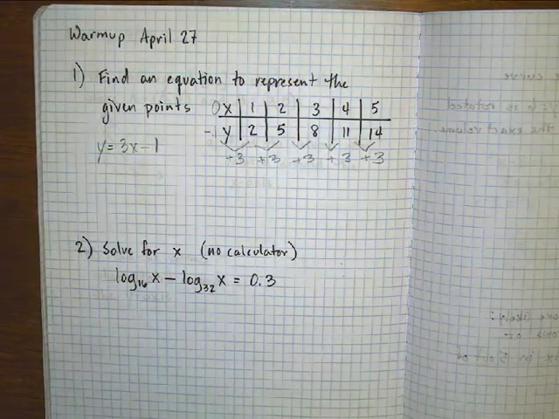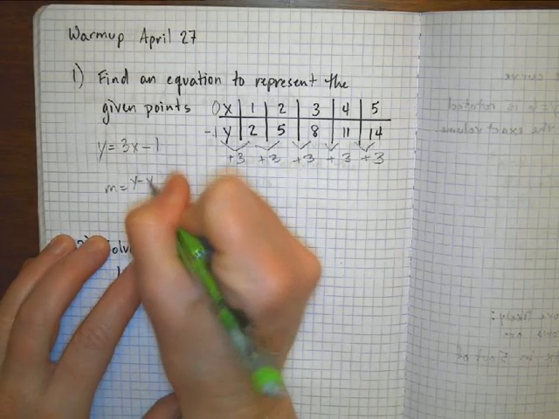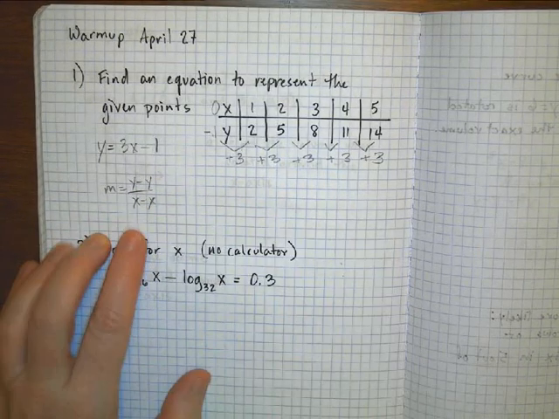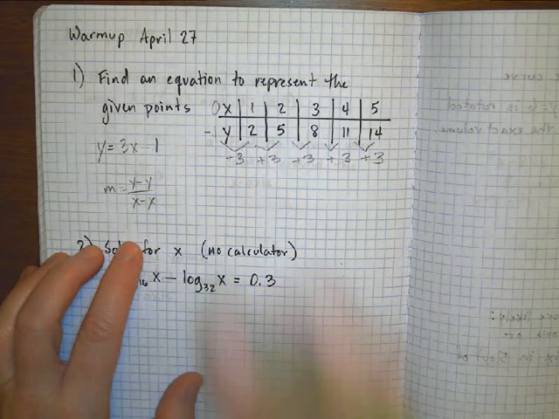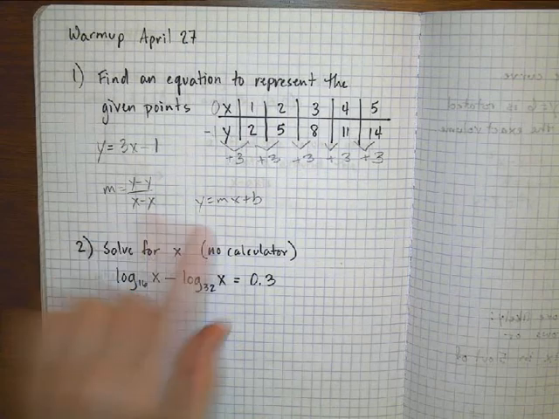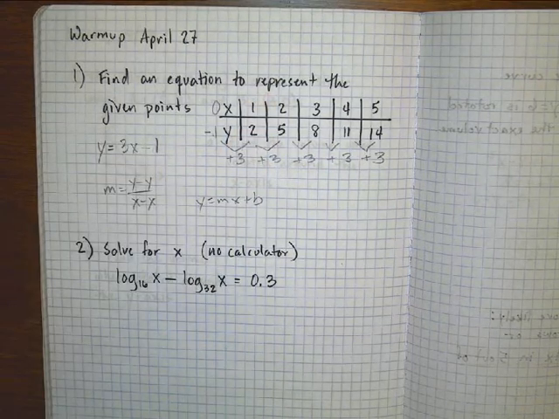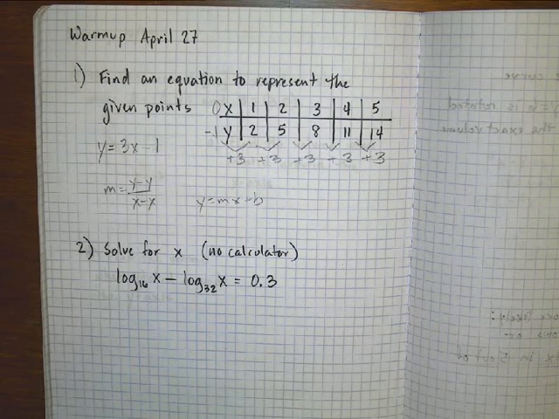You could also have used your slope formula, m equals y minus y over x minus x, change in y over change in x, and then you could have used y equals mx plus b and plugged in your slope, plug in a point from the table, and solve for b. Okay, lots of ways of getting the answer here. You also could have graphed it and just looked at it.